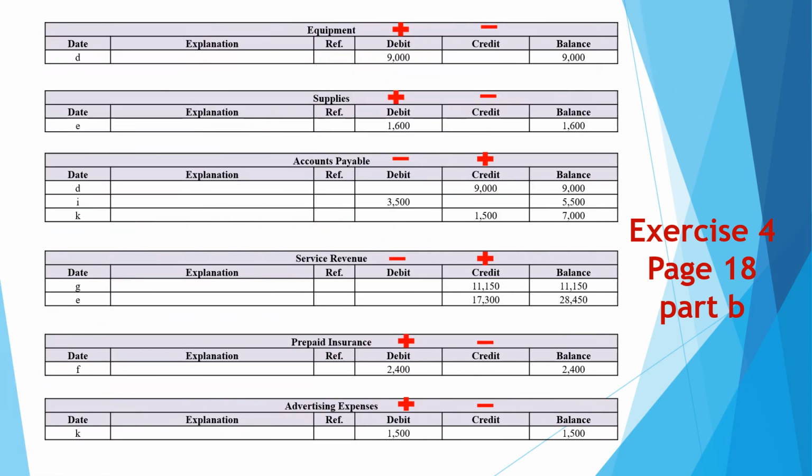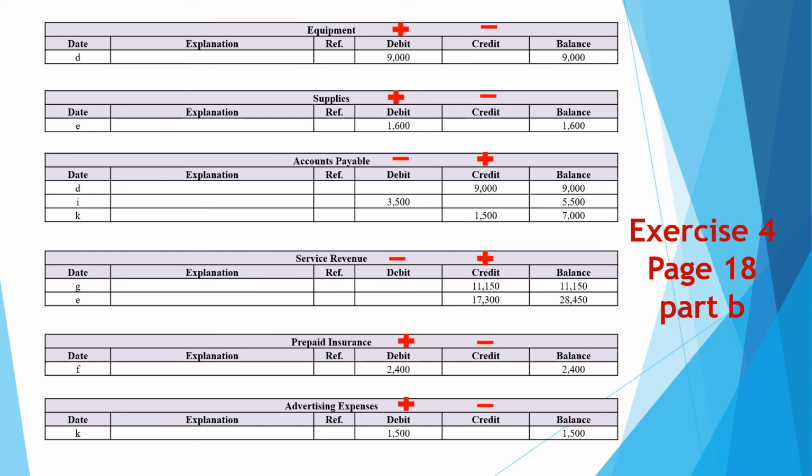The equipment, the supplies, the prepaid insurance, and the advertising expenses. These four accounts have a debit normal balance. That's why we put the plus above the debit side and the minus above the credit side. However, these four accounts appear only one time in the general journal. That's why no calculations are made, but we only transfer the amounts from the general journal to the ledger, and we put the same amount in the balance.